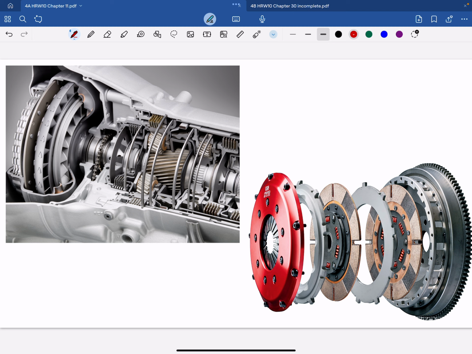the clutch's job is to detach the engine, which is rotating. It's got pistons in it that are going up and down. Those pistons are connected to a drive shaft. That drive shaft is rotating, and it continues to rotate as long as the engine is on. The clutch will connect that drive shaft to the rest of the car or disconnect it from the rest of the car.